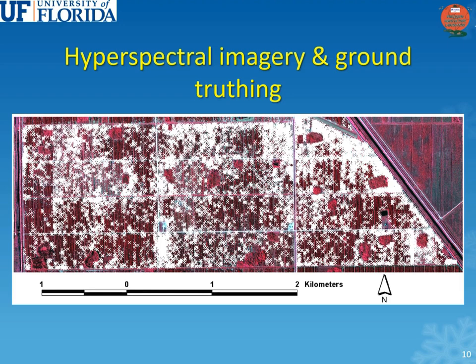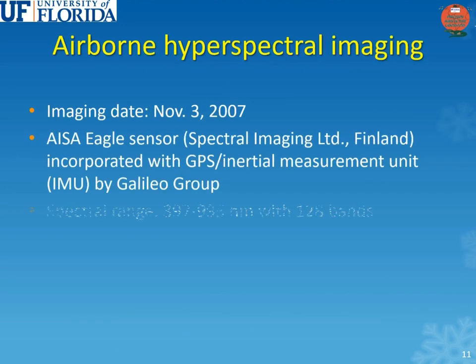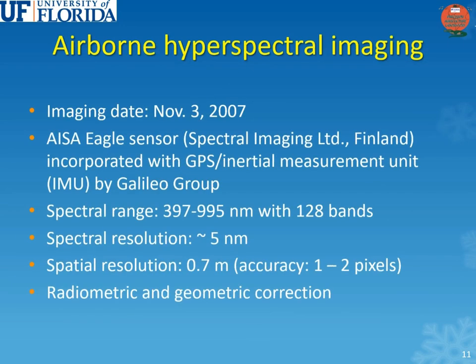We used the AISA Eagle sensor for aerial imaging. The spectral range includes visible and near infrared, about 128 bands, and the spatial resolution of one pixel is about 0.7 meter.